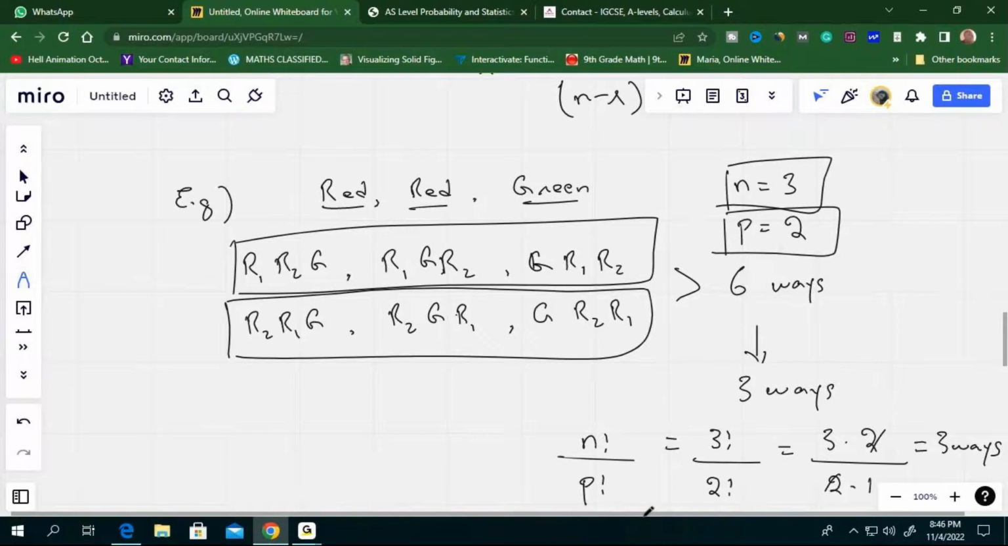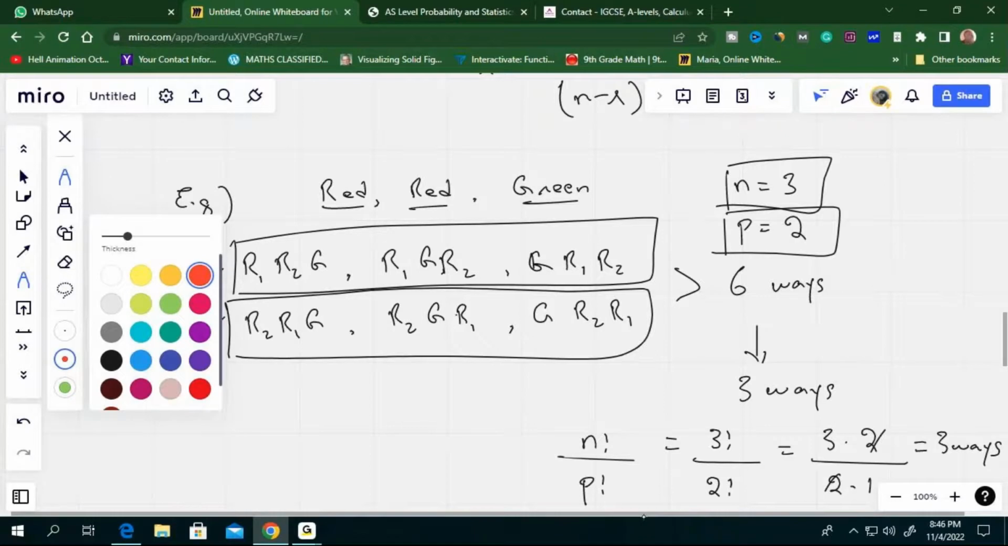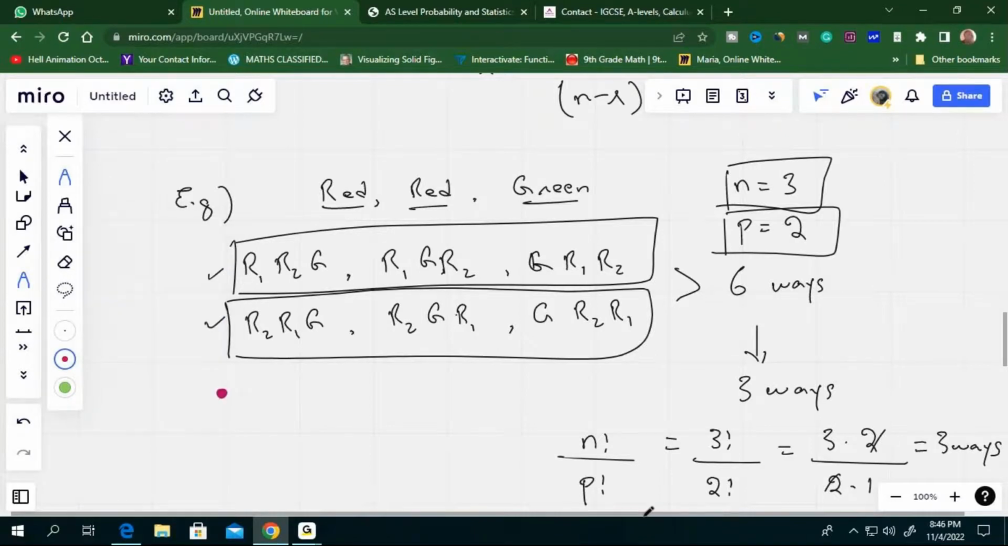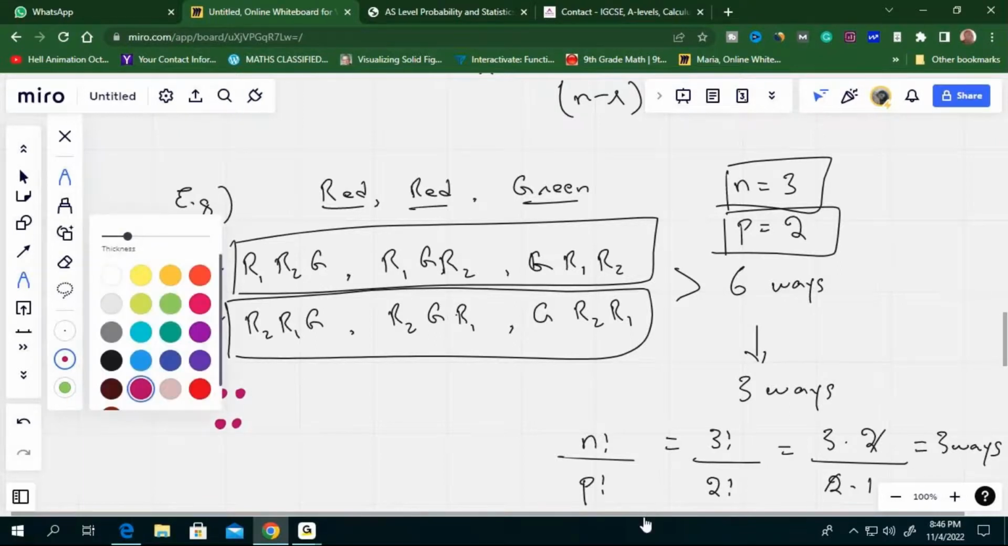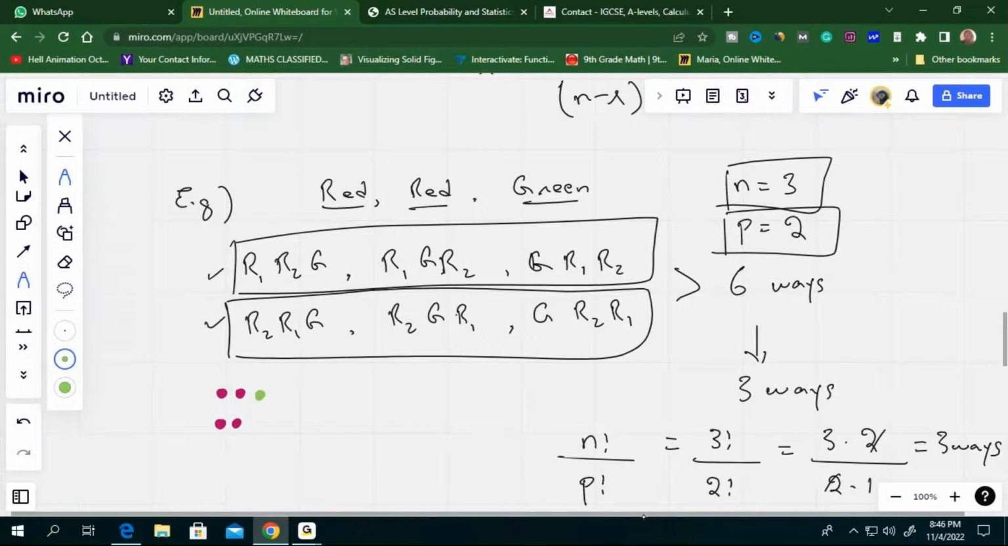Now I ask you to arrange these balls in all possible ways. We arranged it now. You can see R1, R2, G, and R2, R1, G. These two are actually giving you the same appearance. For example, if this is your red color, there are the two balls, and this is my green.